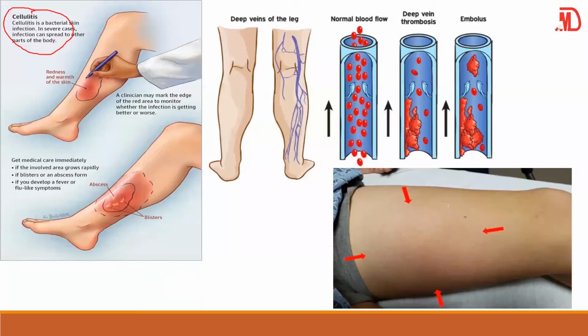So you see there's redness, there's warmth, and all of those kinds of things. And sometimes some clinicians will use a marker to demarcate where the infection is, to see if it will spread or not. So you can see over here, the second picture, you see it has spread, and there are now blisters even forming. So abscess is there. You don't have to take it for granted. You have to treat it.